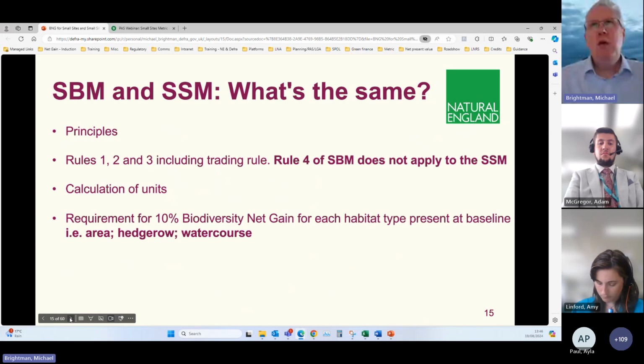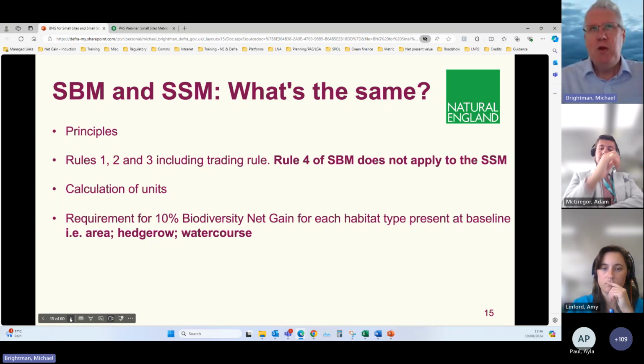So let's take a look at what's the same between the small sites metric and the statutory biodiversity metric. The 9 principles are the same. Rules 1, 2, and 3 are the same. Rule 4 only applies to the statutory biodiversity metric. That's the one where exceptional and ecological circumstances allow for deviation from methodology. The calculation of units is the same in both metrics, as is the requirement for the 10% biodiversity net gain for each habitat present at baseline.